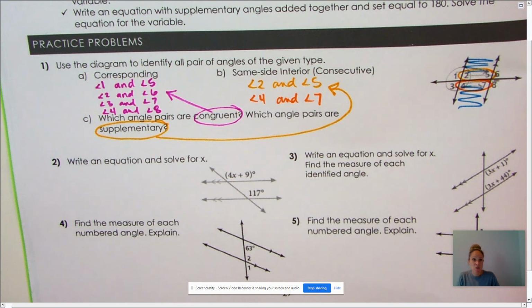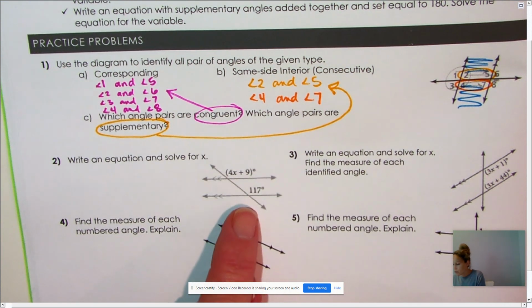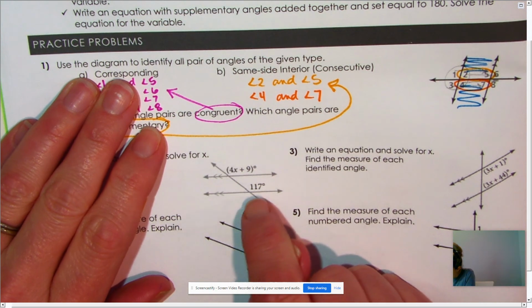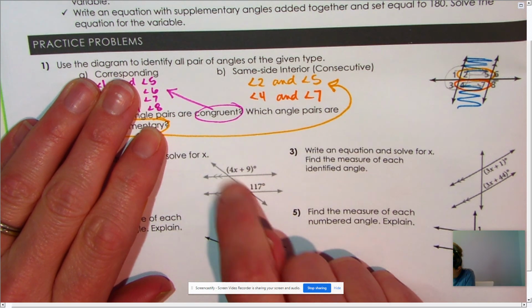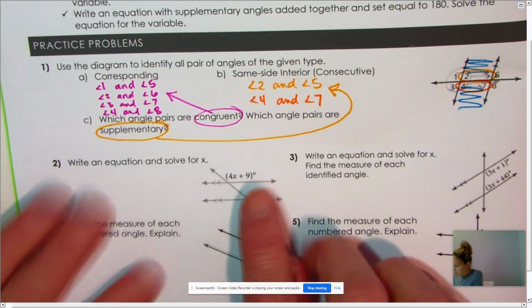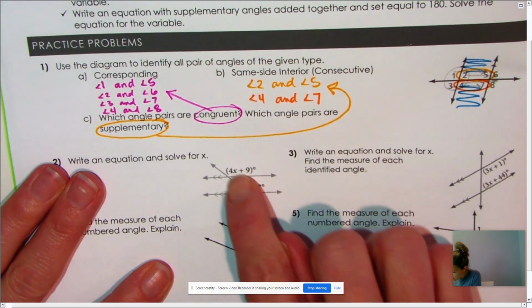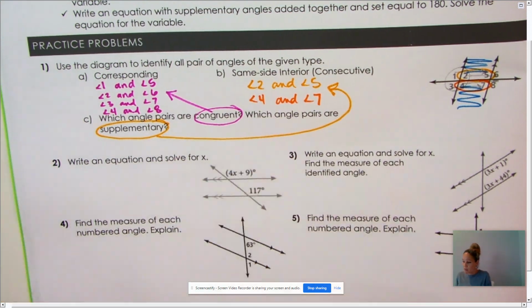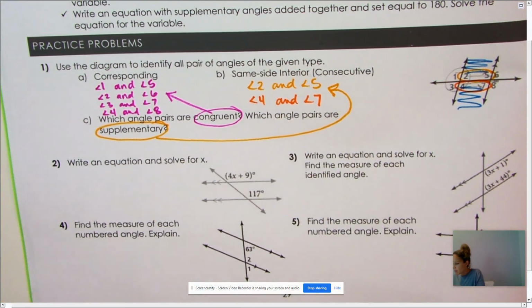Okay, question number 2 says write an equation and solve for x. These are corresponding angles, because if you look at this little group of angles and this little group of angles, this is in the upper right and this is in the upper right. So they correspond to each other. If I took this group of angles and I slid it along that line, the 117 would land on top of the 4x plus 9. So I'm going to go ahead and solve that one.